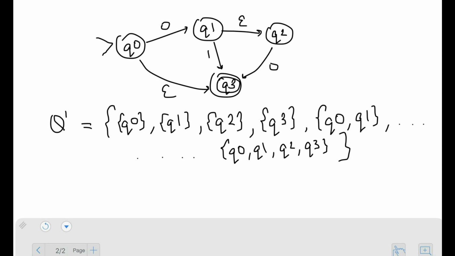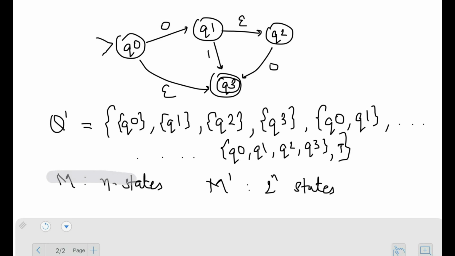And from here, you can see that if my NFA M has, let's say, n states, then my M prime is going to have 2 to the power n states. And there will also be a trap state here, or a phi state. So let's just call it the trap state. So I have T as well here. So that's how I have 2 to the power n states in my DFA.